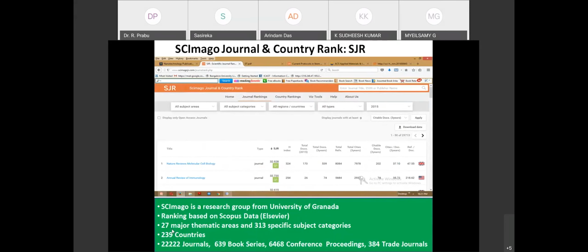So another is called country rank. Scimago is a research group from the University of Granada, ranking based on Scopus data. Here 27 major thematic areas and 313 specific subject categories are available in the Scimago databases, and it covers 213 countries linked in the databases. It covers 22 journals, 639 book series, and 6,468 conference proceedings available in Scimago.